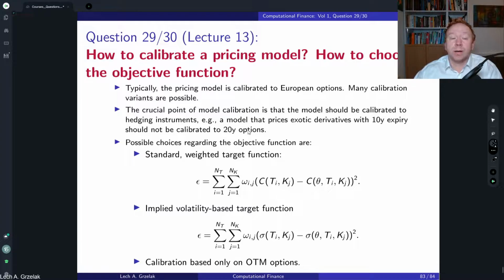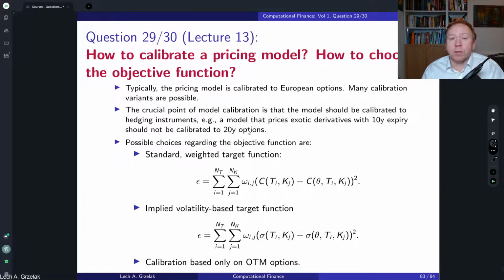The question of today is how to calibrate a pricing model, how to choose the objective function. In general, if we consider the calibration problem in finance, calibration is sort of an art. There is no one given recipe that always works for all the pricing methods and all sorts of models. Every calibration is an art because you have to understand your model very well and be very skilled to get a good calibration in place.